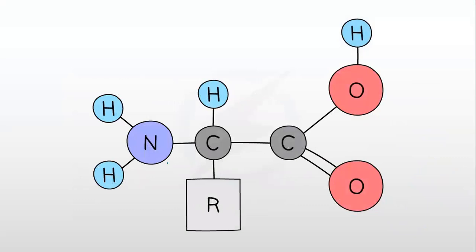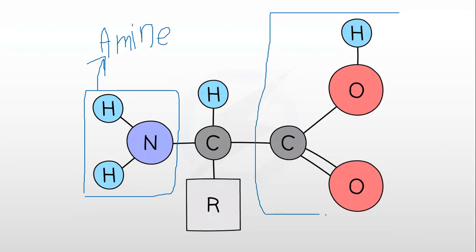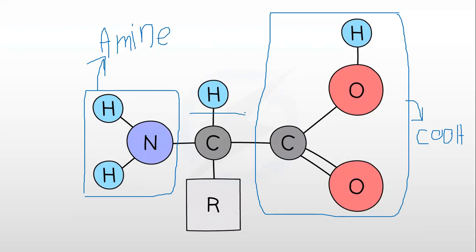This is a structure of an amino acid. On one side, we have a group जिसको हम कहते हैं amine group. What do we call it? Amine. And on one side, we have another group. इसको हम कहते हैं COOH group. कौन सा group है ये? COOH group. On one side of the carbon, we have hydrogen. And on one side of the carbon we have the variable group.